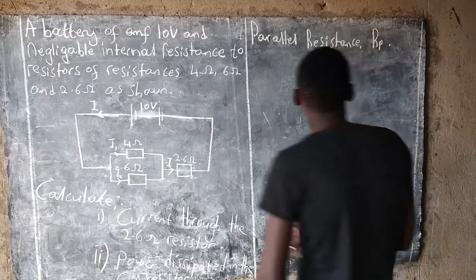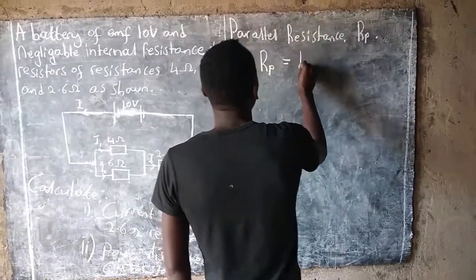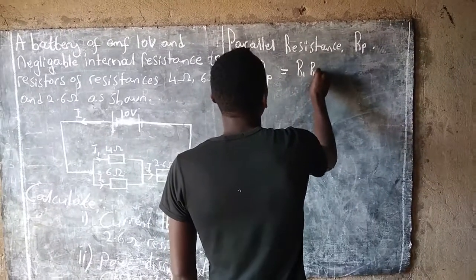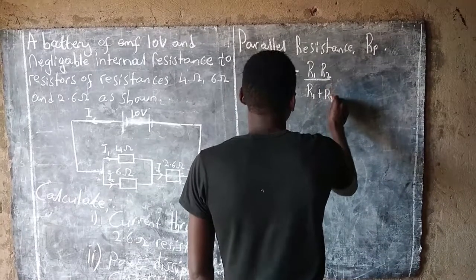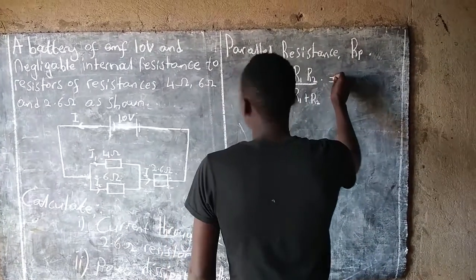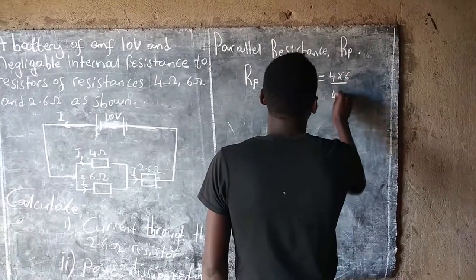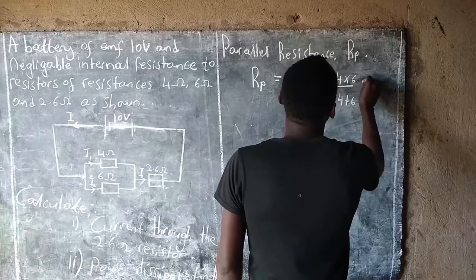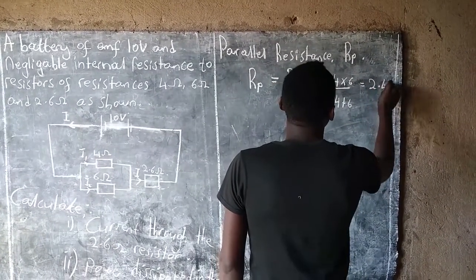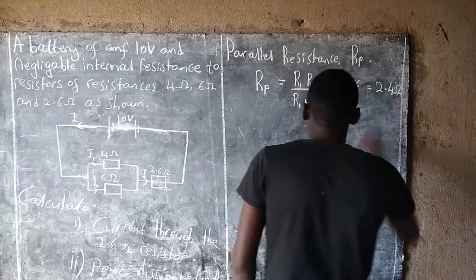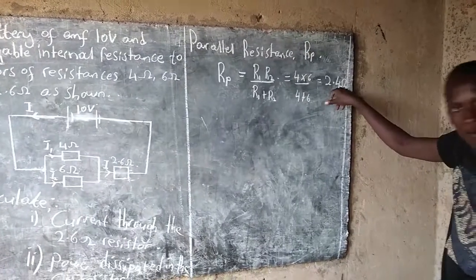What do we know? We know that for the parallel, this RP will now be R1 R2 divided by R1 plus R2. As simple as that. So this one will give us 4 times 6 over 4 plus 6. I guess we shall have 24 over 10. That is 2.4 ohms. This is now the resistance across our parallel combination.